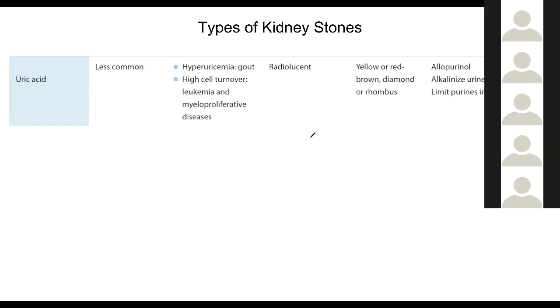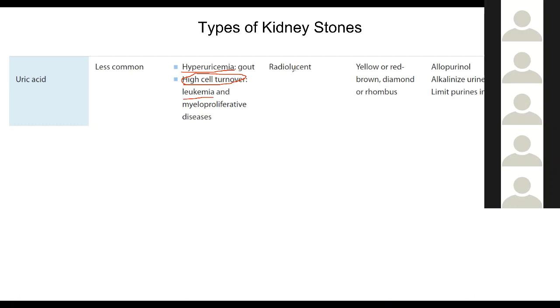Tumor lysis syndrome. Yeah, we say right here, any high cell turnover, so hyperuricemia, high cell turnover, like tumor lysis syndrome. And when do you see tumor lysis syndrome? When someone is receiving chemo treatment for cancer, right? So leukemia, myeloproliferative disease, or someone who has cancer and now is receiving chemotherapy, then you have high cell turnover.